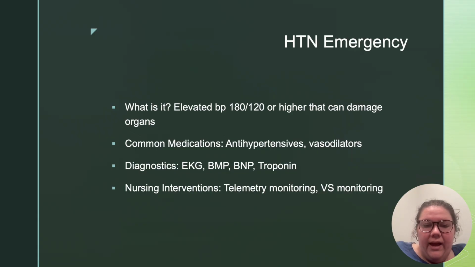Diagnostics, this patient will have an EKG. We'll check their kidney function, so CMP. We typically check for heart failure, BNP. Troponins are another one that you'll see, and then chest x-ray.